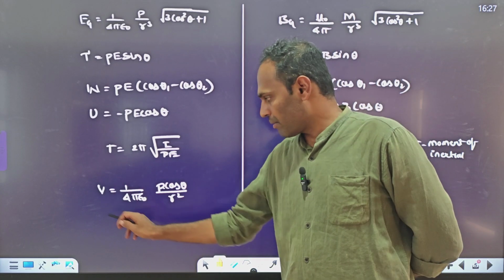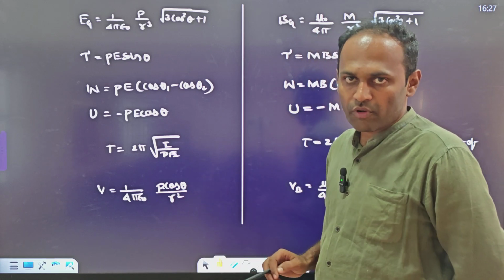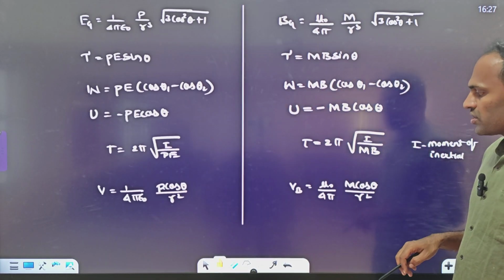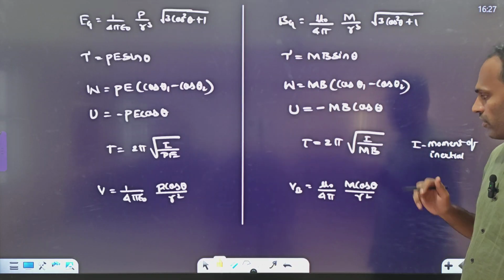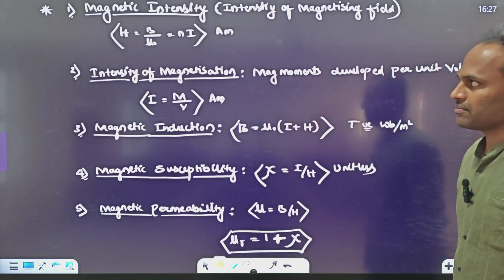Electric potential of a dipole, 1 by 4 pi epsilon naught P cos theta upon R square. Magnetic potential due to a magnetic dipole is mu naught upon 4 pi M cos theta divided by R square. Right? Hope you have understood these things. We'll go to the next concept.